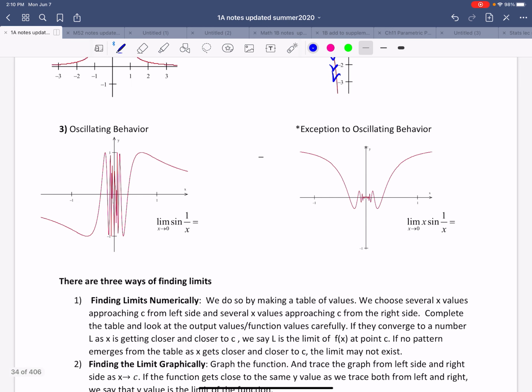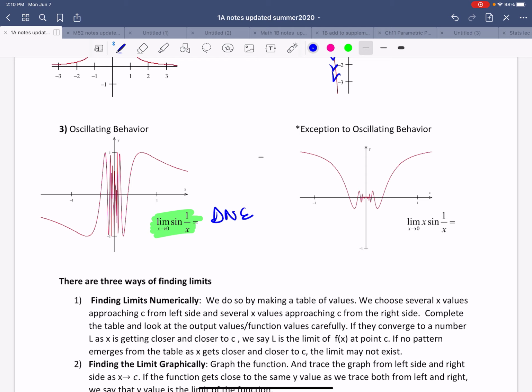Oscillating behavior. In this case, as you can see, the graph oscillates between positive and negative values. It doesn't go to one particular number as I'm getting really close to zero from the left and right hand side. So I would say again the limit does not exist, because it's oscillating between positive and negative values on either side of zero.